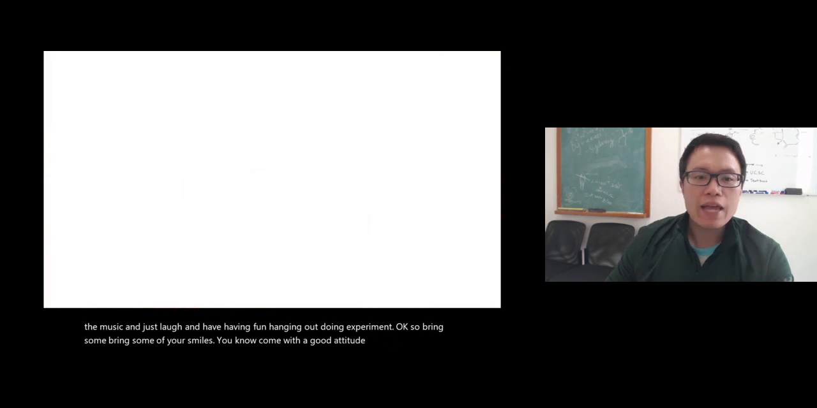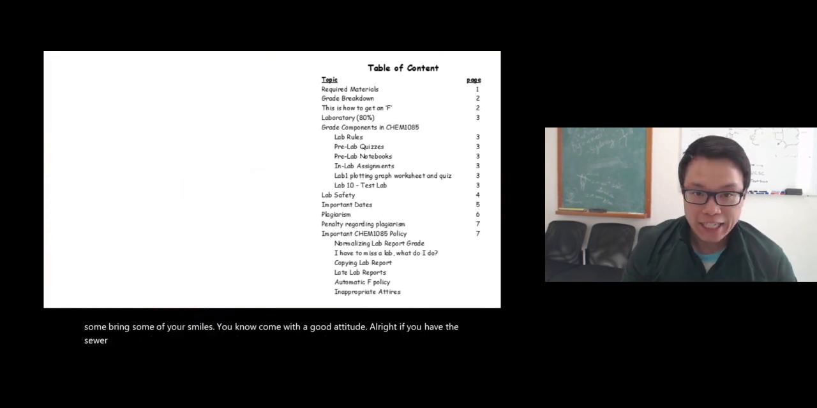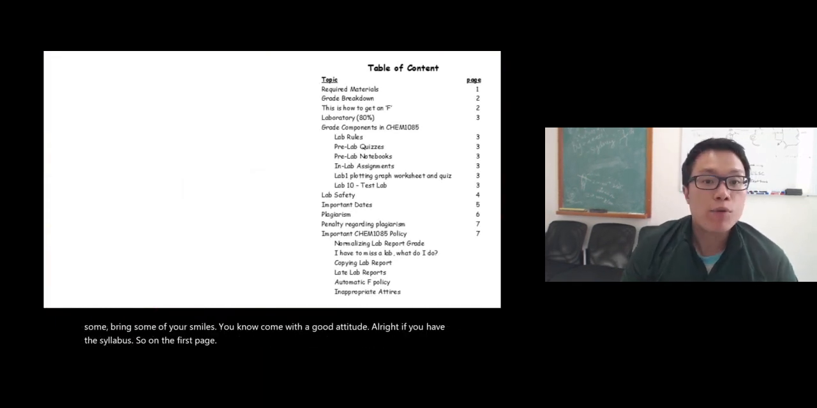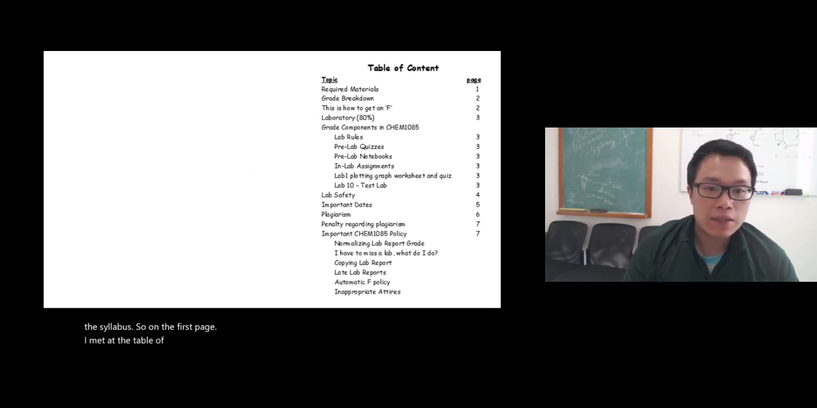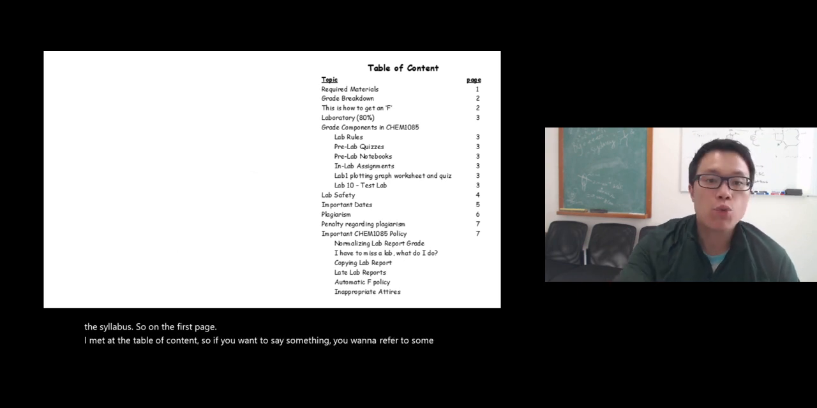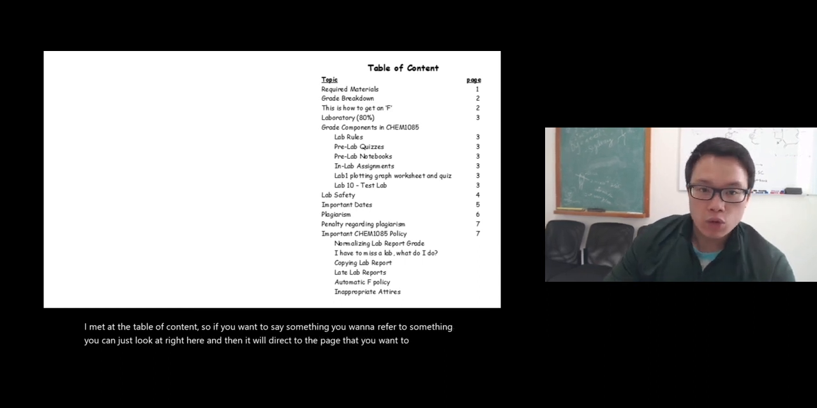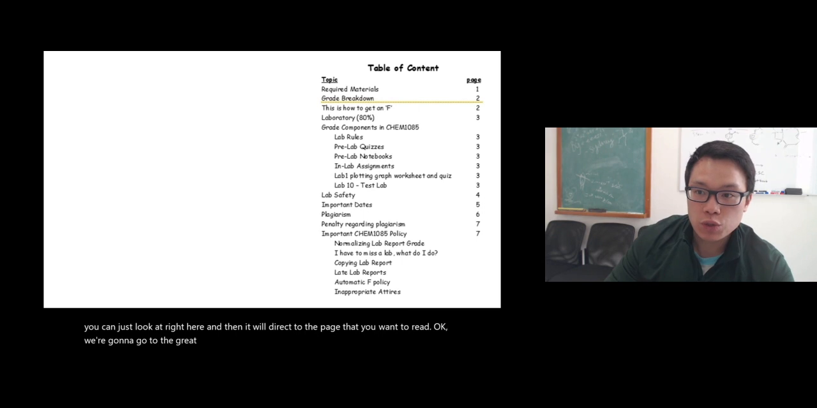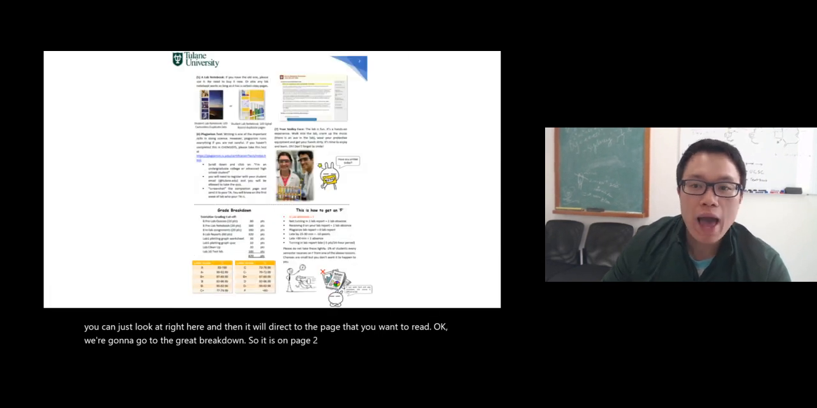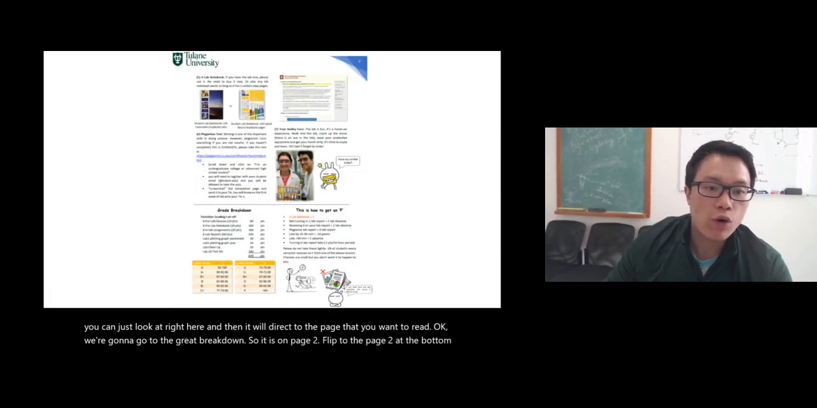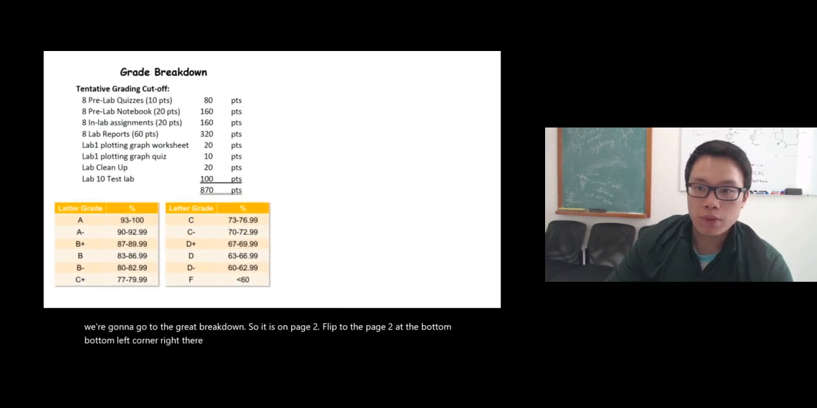All right. If you have the syllabus, on the first page, I made the table of contents. So if you want to refer to something, you can just look right here, and it will direct you to the page that you want to read. Okay, we're gonna go to the grade breakdown. It's on page 2. Flip to page 2 at the bottom left corner, right there. That's the grade breakdown. All right.